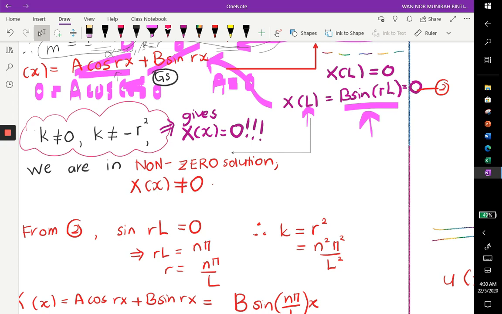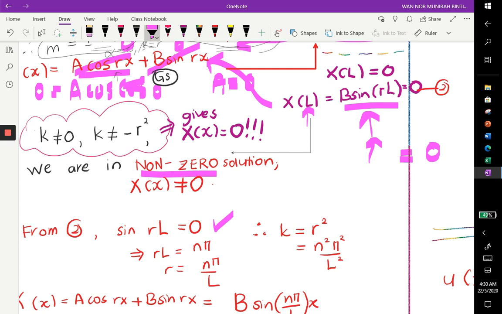So that this equation, your left hand side of the equation equals 0. Okay. So siapa yang akan jadi kosong? B tak boleh kosong. If B equals to 0, we will get X equals to 0. So we don't want that thing to happen because we want the non-zero solution. So that siapa yang akan kosong? Sin RL will go 0.